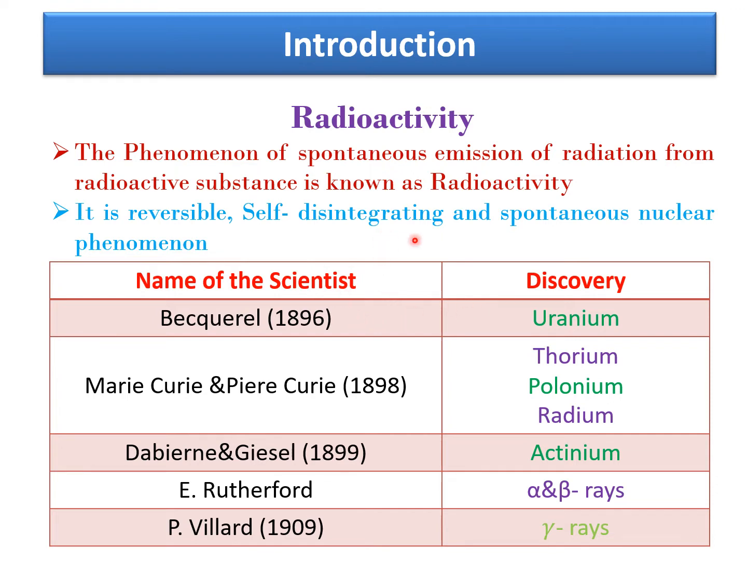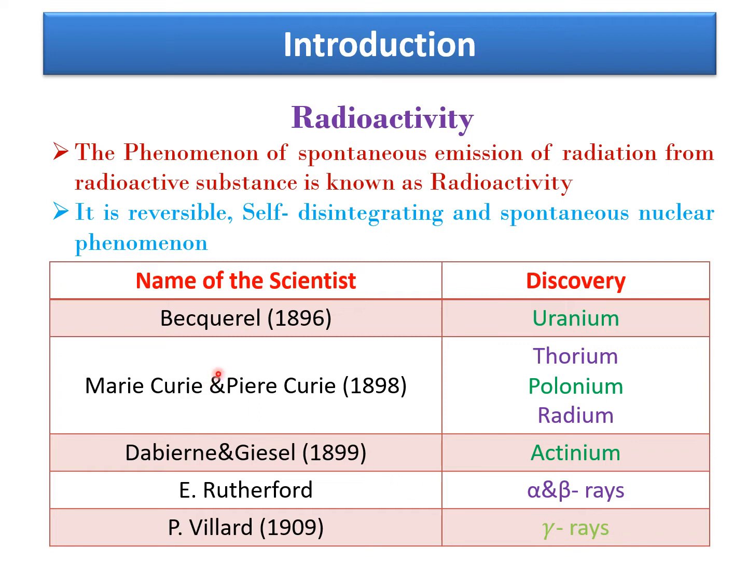Some radioactive elements were discovered by scientists, as follows. Becquerel in 1896 discovered uranium. Marie Curie and Pierre Curie discovered thorium, polonium, and radium. Debierne and Giesel in 1899 discovered the radioactive material actinium. Rutherford discovered alpha and beta radiations, and Villard in 1909 discovered gamma rays.